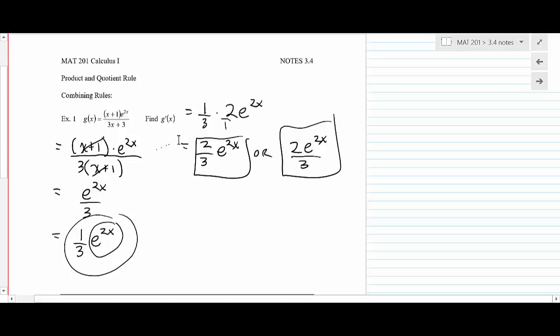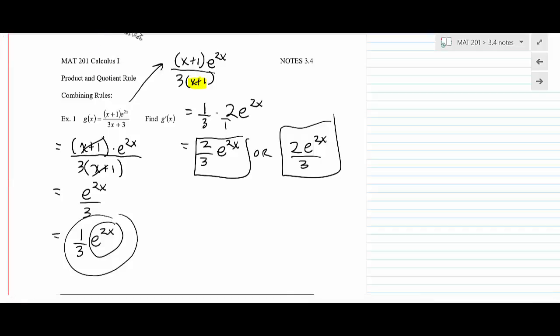The only thing you've got to do on this, though, is if you look at this function, x plus 1 times e to the 2x over 3 times x plus 1, I just want to point out what would happen at -1. The function would be undefined. You would actually have a vertical asymptote there, so the derivative wouldn't exist there.